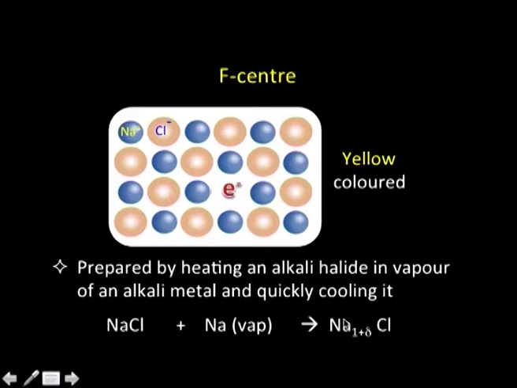And how do we prepare such a sample? We take an alkali halide, say sodium chloride, and heat it in the vapors of an alkali metal, in this case sodium vapor. When we do this, we get a new compound having the formulation Na to the 1 plus delta. Delta means a very small number, so the ratio of sodium ion to chloride ion is not 1:1; it is slightly more than 1 sodium ion per chloride ion. That means this becomes a non-stoichiometric effect. Okay. Now, let us see how an F center is formed.